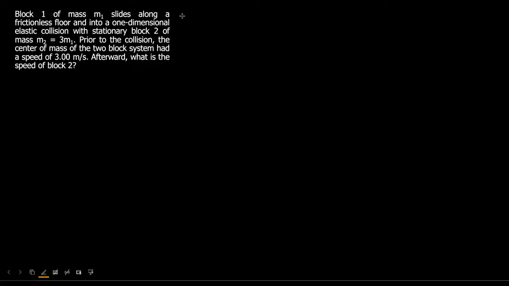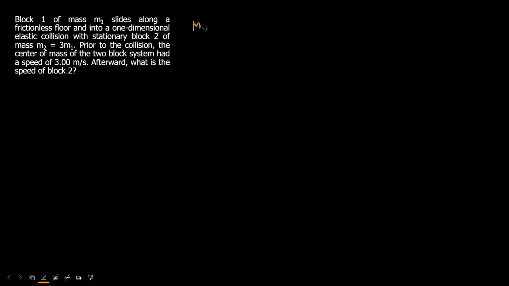Let's put the givens here. m sub 1 is m sub 1, and m sub 2 equals thrice m sub 1. The mass of the center of mass, m sub c, is the total mass, which is m sub 1 plus m sub 2, which is m sub 1 plus 3 m sub 1. That's 4 m sub 1.